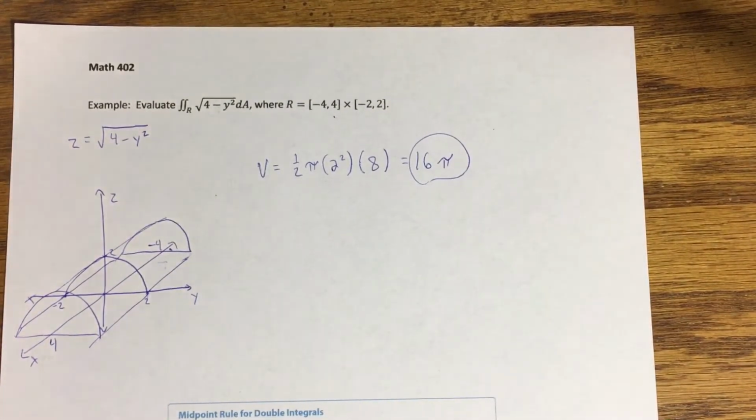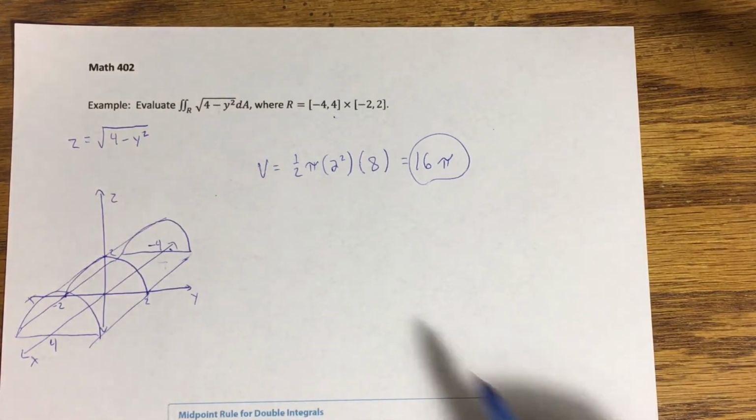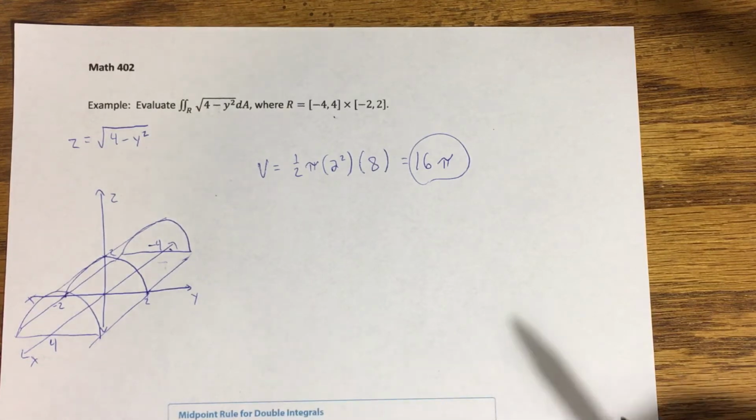Okay, so here's another example of a double integral that we want to evaluate. This time though, keyword is evaluate, not estimate. So we're not looking for an approximation this time. We want an exact answer. I already worked this one out. Notice there's not much going on here.